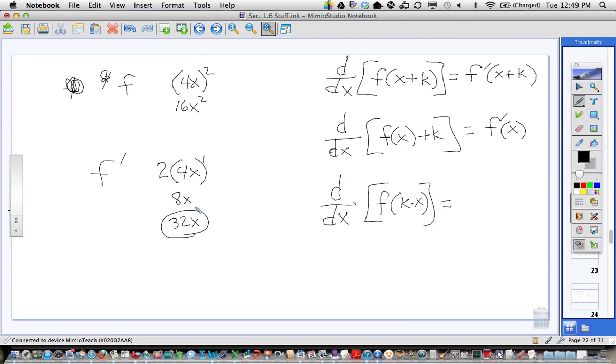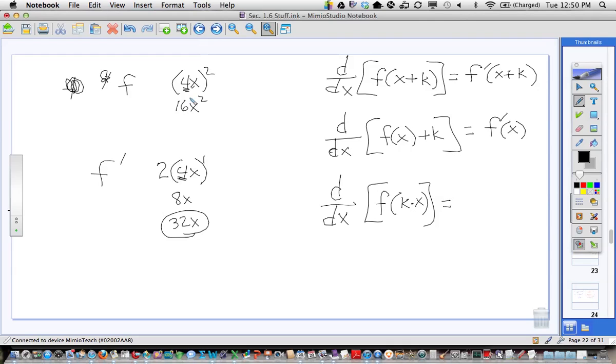Our answer should have been 32x, not 8x. We were off by what? Were we off by a factor of 4? We were off by a factor of 4. Why was that? Well, we kept the 4x on the inside, which takes care of the fact that the slopes are now at new x locations, right? That takes care of that. But what we didn't do is the fact that if you squeeze that by a factor of 4, all those slopes are 4 times as steep.